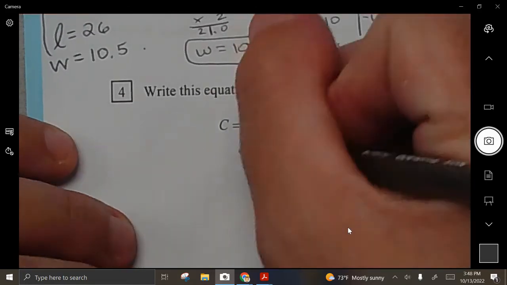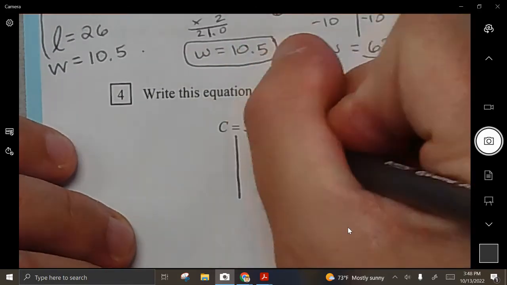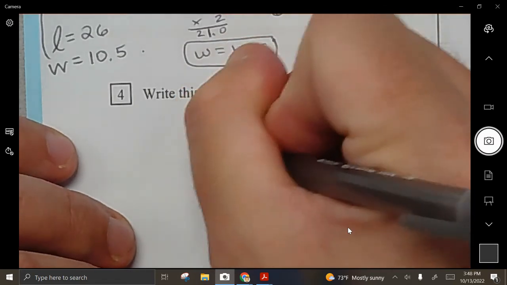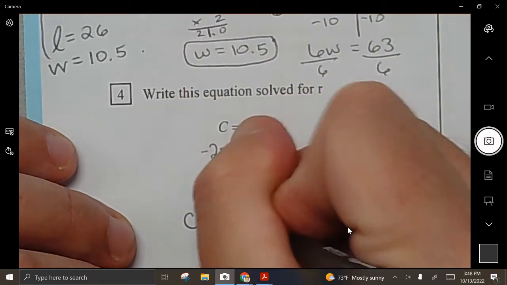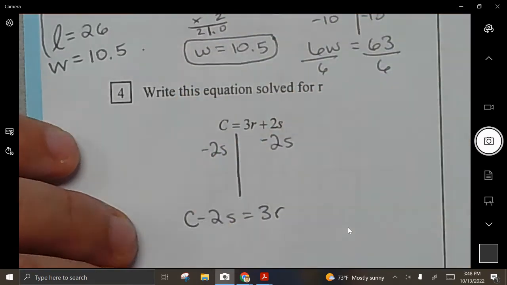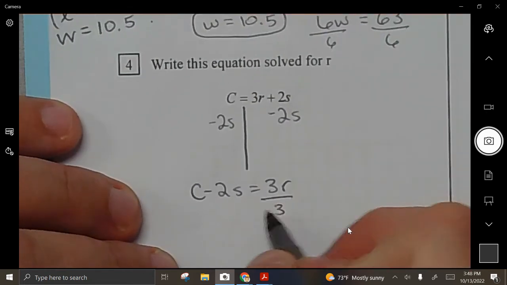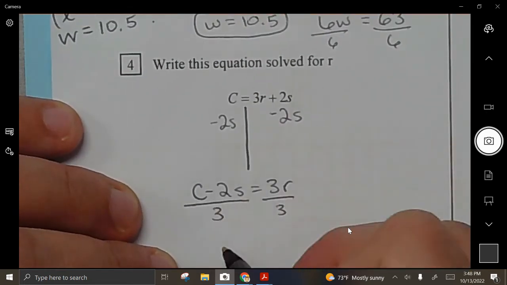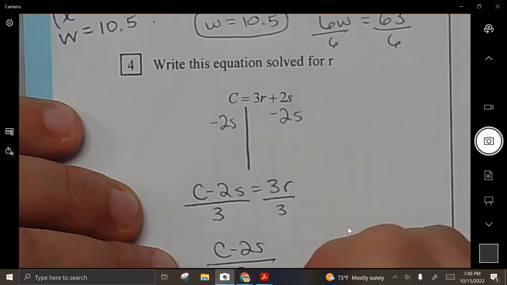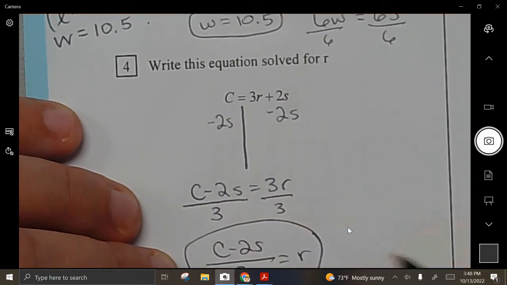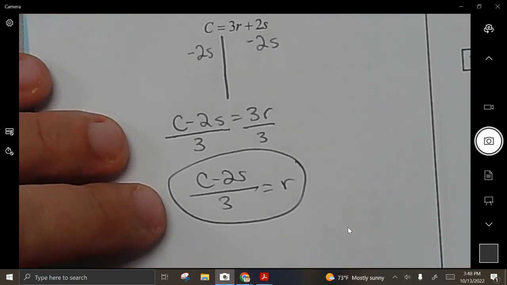Solve for r. What do we do first? We're going to subtract 2s. C minus 2s equals 3r. And then we're going to divide by 3. C minus 2s divided by 3 equals r. All right?